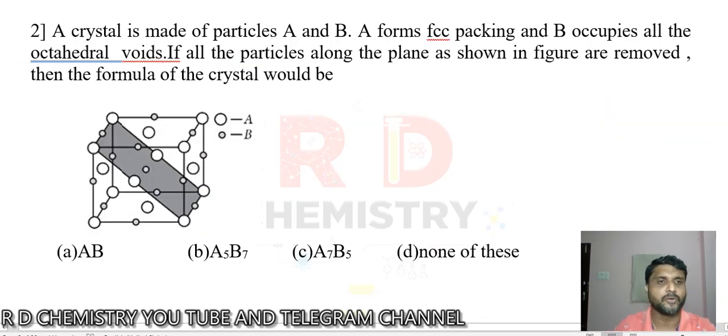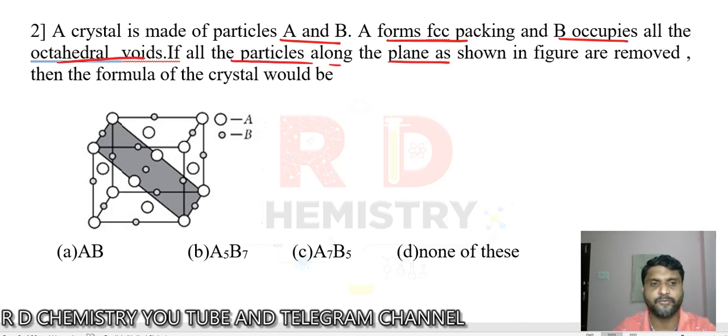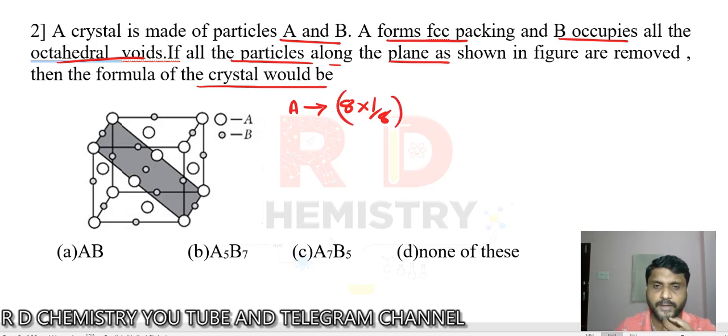Let's see question number 2. A crystal is made up of particles A and B. A forms the FCC. B occupies all the octahedral voids. If all the particles along the plane shown in the figure are removed, then the formula of the crystal would be? Now, A is there in the FCC lattice. FCC means 8 corner particles, contribution is 1 by 8, plus 6 faces, contribution is 1 by 2. Total there will be 4 particles.